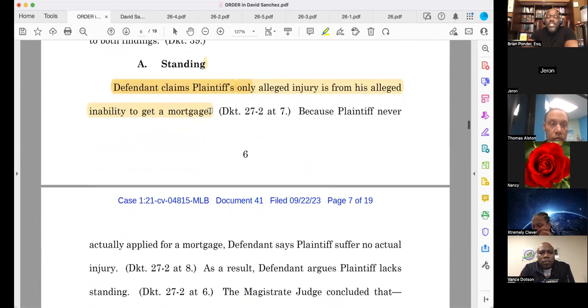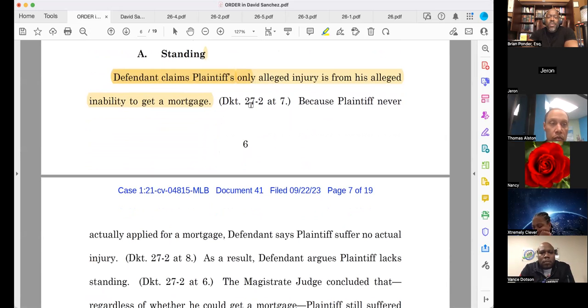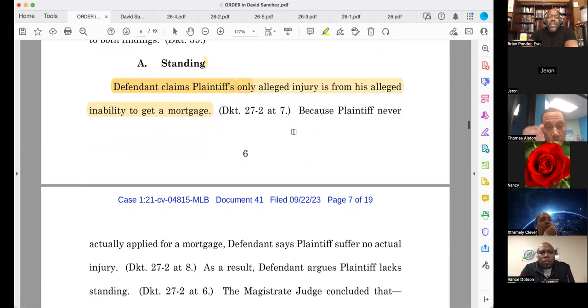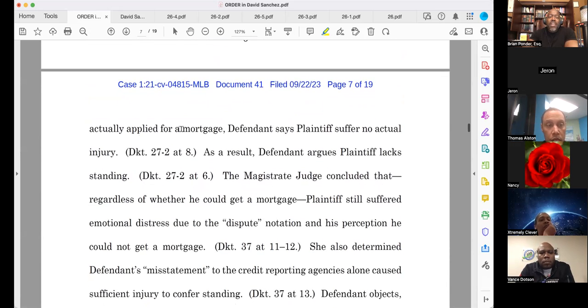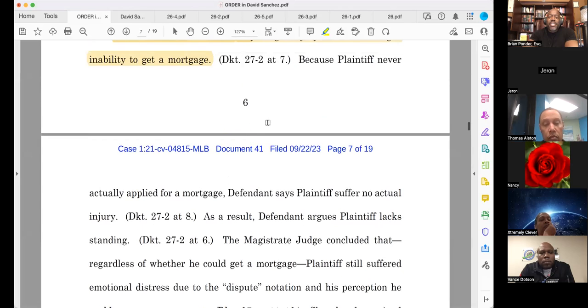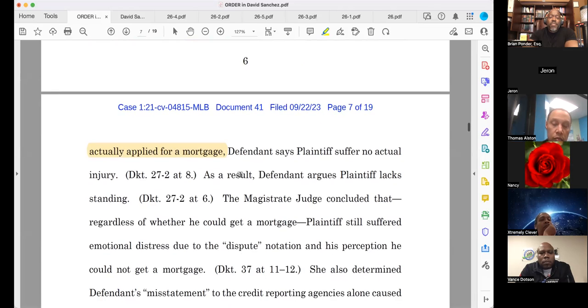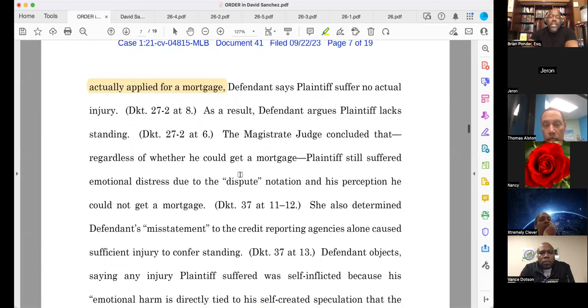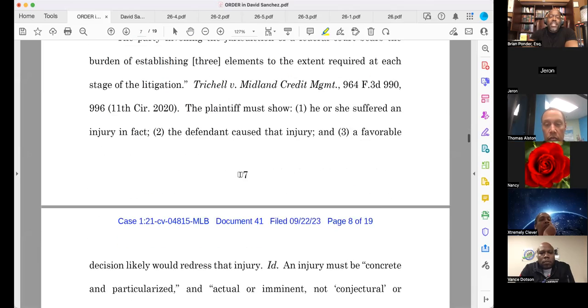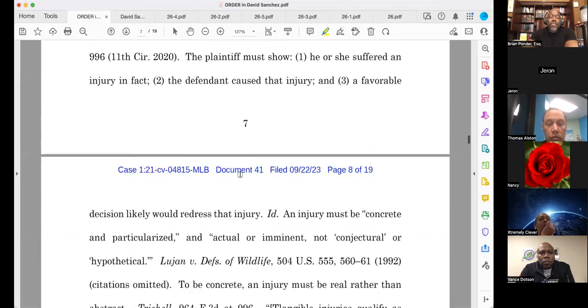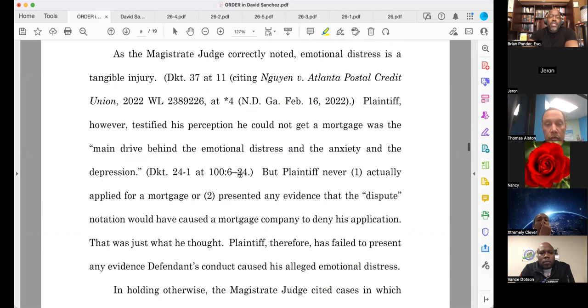Y'all, I just read this, and that's not it. He talked about their score. But anyway, plaintiff never actually applied for more. Okay, well, that's talking about, but like Thomas was saying, it's a fear. But anyway, defendant says plaintiff suffered no actual injury. Well, I don't really care about what defendant says. Let's scroll down.